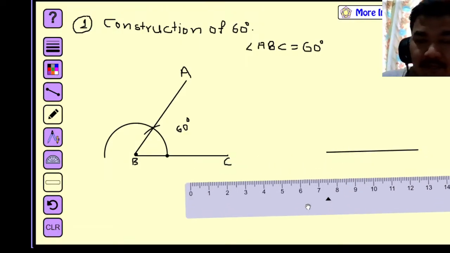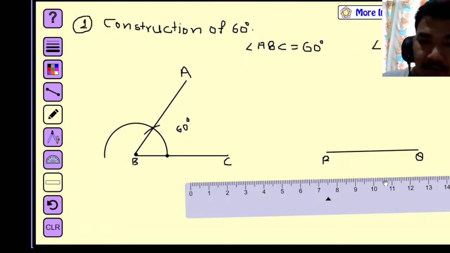and suppose the angle name is given there, P, Q, and I'm writing here angle PQR equals 60 degree. In such a case, how to draw the angle of 60 degree?